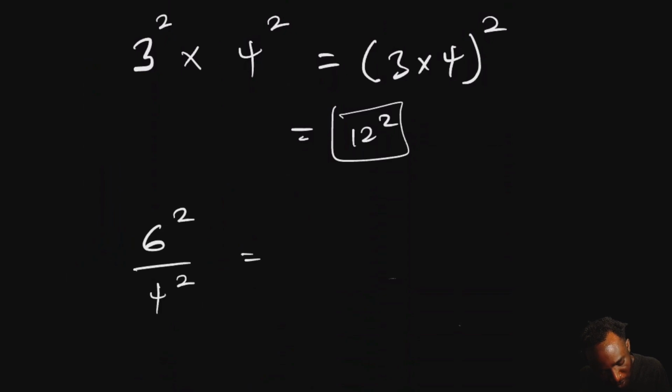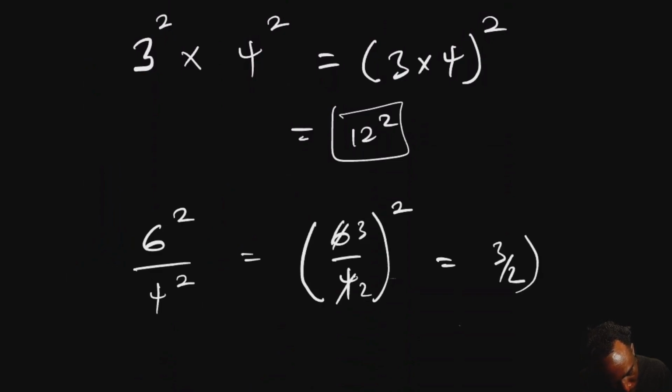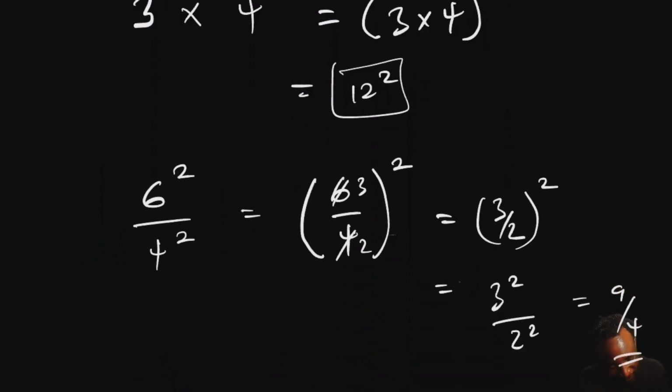In this case, what are we going to do? You guessed right, we are going to divide the bases, and then we write just one of the indices. So in this case, our final answer is going to be 6 over 4, which is 3 over 2, so 3 over 2 squared. If you want to apply the knowledge from before using the bracket law, of course you can make it 3 squared over 2 squared, which is 9 over 4. So there's our final answer.